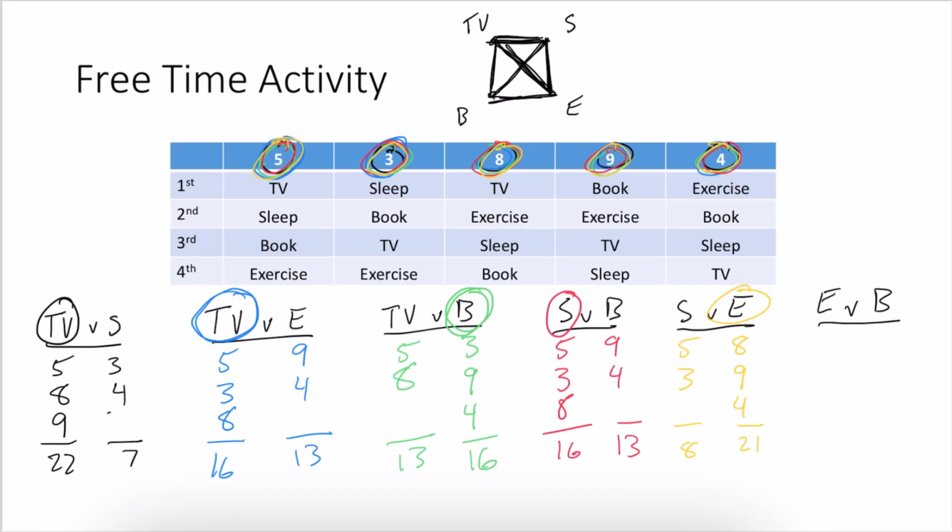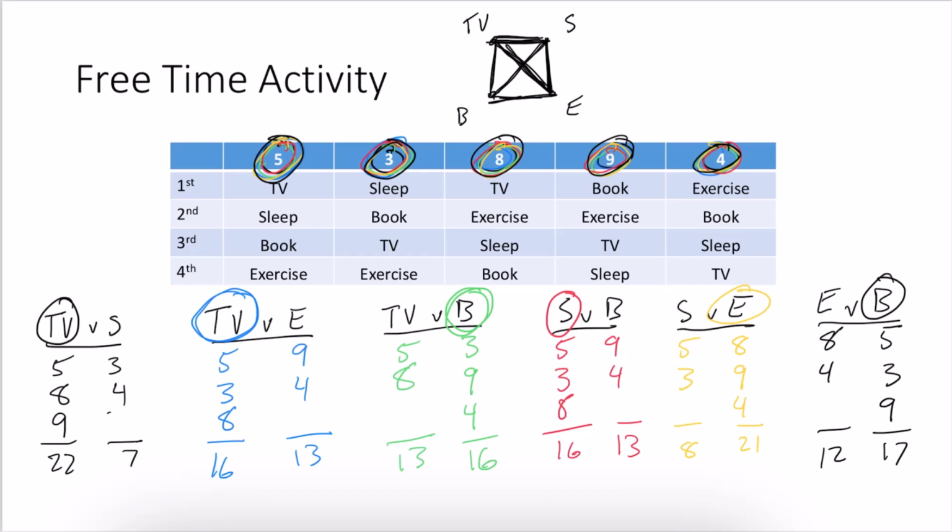And then for this last pair, if I'm comparing exercising versus reading a book, these 5 people in the first column would rather read a book. These 3 people would also rather read a book. These 8 people would rather exercise. These 9 people would rather read a book. And these 4 people would rather exercise. And when I add those up, I get 12 points for exercise, and 8 plus 9 is 17 points for reading a book. And so reading a book wins that pair.